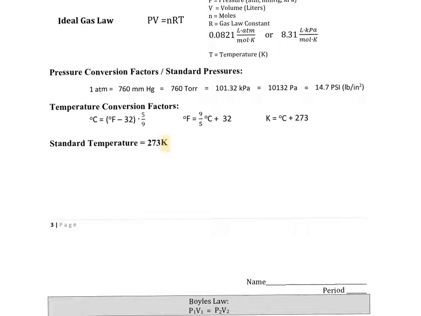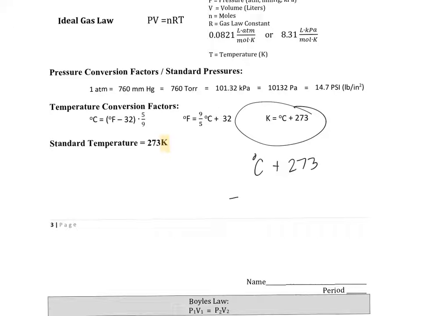And so all of your temperatures will usually be given to you in degrees Celsius. So it's a pretty standard equation. It's right here. You just take your degrees Celsius and you add 273. So whatever your degrees Celsius is, no matter what the number is, if it's negative or positive or zero, you would just add 273.